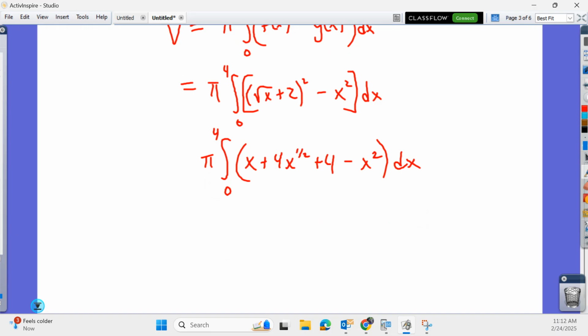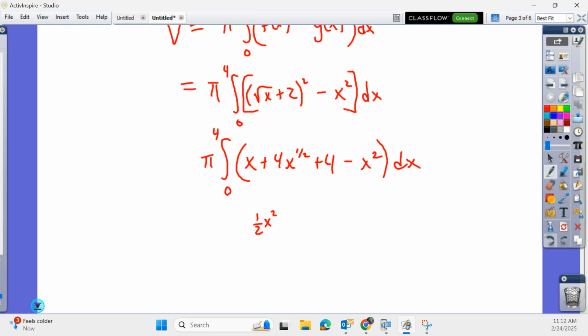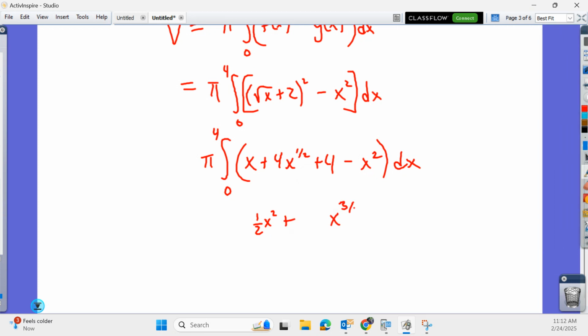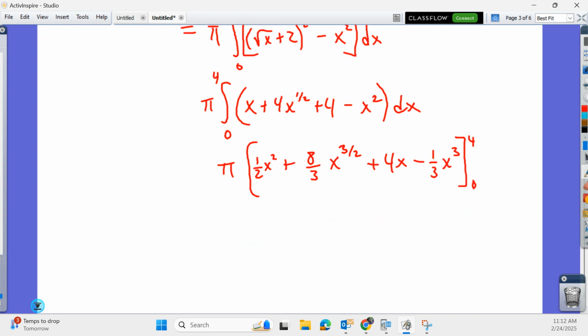So we get 1/2 x squared for the first term. For the second one here, we're going to add 1 to the power, so we get x to the 3/2. But then you multiply by the reciprocal because we divide by the 3/2, so 2/3. 2/3 times 4 is 8/3. Then plus 4x, right? That's the antiderivative there. And then the last one, the x squared, it's going to be minus 1/3 x cubed. That whole thing is being evaluated from 0 to 4. And again, there was a pi outside, so don't forget that. That's still multiplied on everything. And so we just have to evaluate from 0 to 4.